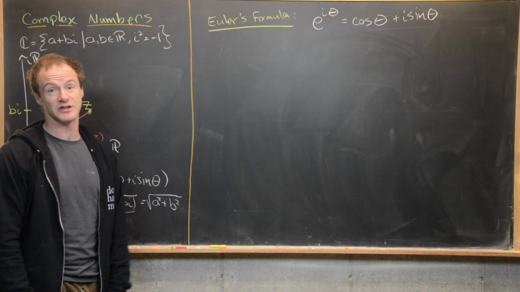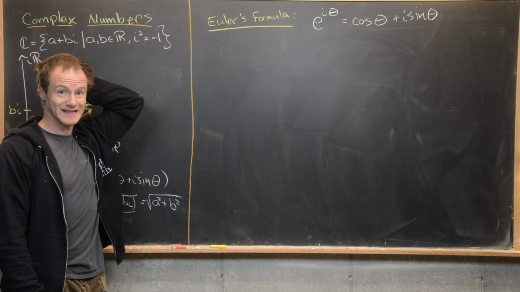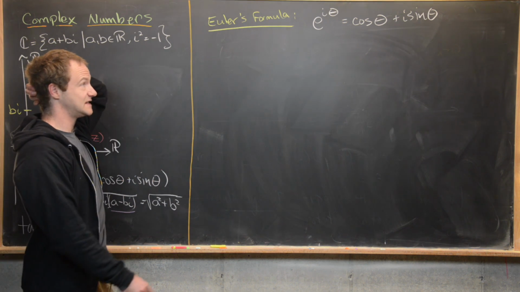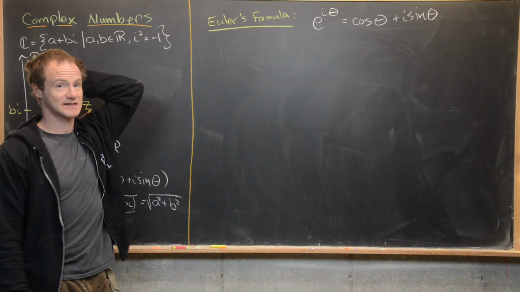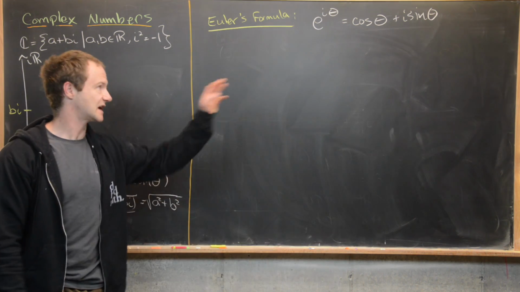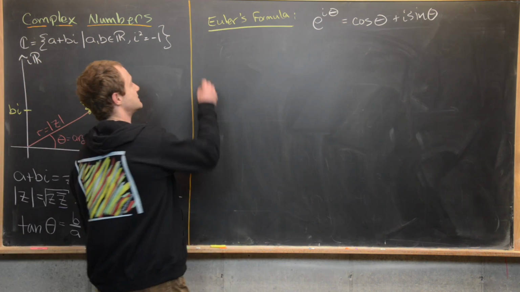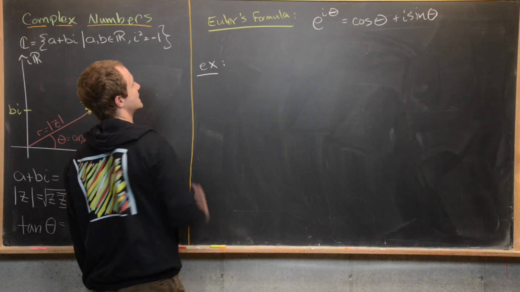I'll let you maybe check the details on this however you want to, but what you end up with is e to the i theta is equal to cosine theta plus i sine theta. So if you've got a complex exponential like this, it can be broken down into cosines and sines. So let's look at a quick example of this.